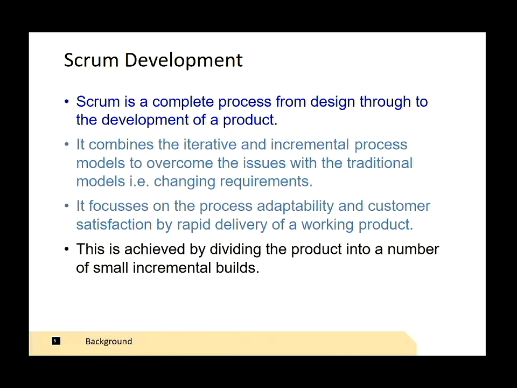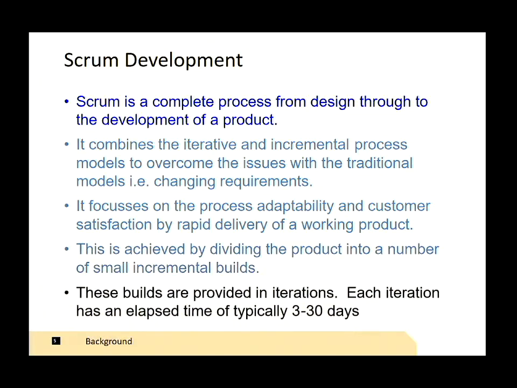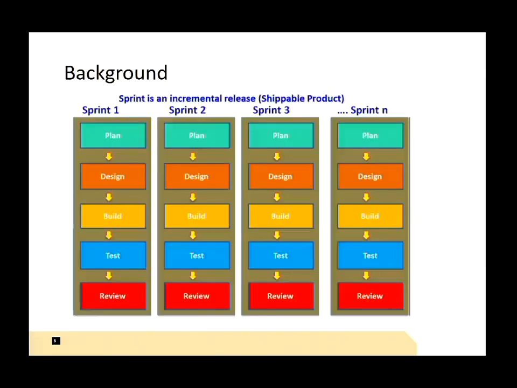It's achieved by dividing the product into a number of small incremental builds. That's what we're trying to do. These builds are provided in iterations. That's why it's a combination of iterative and incremental. Each iteration has an elapsed time of around 3 to 30 days, and that's quite strictly adhered to. So we don't want to go beyond that if we can attempt it.